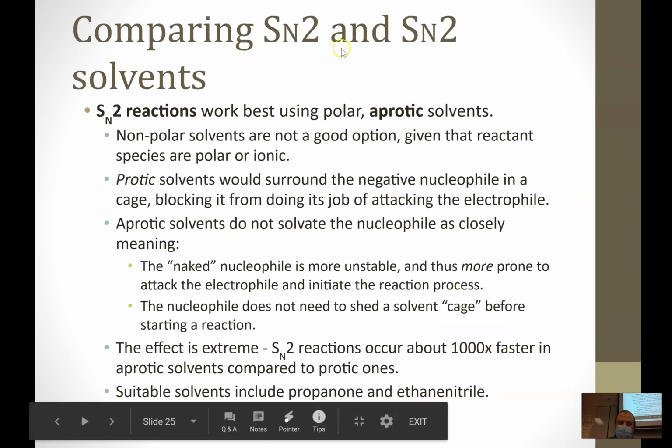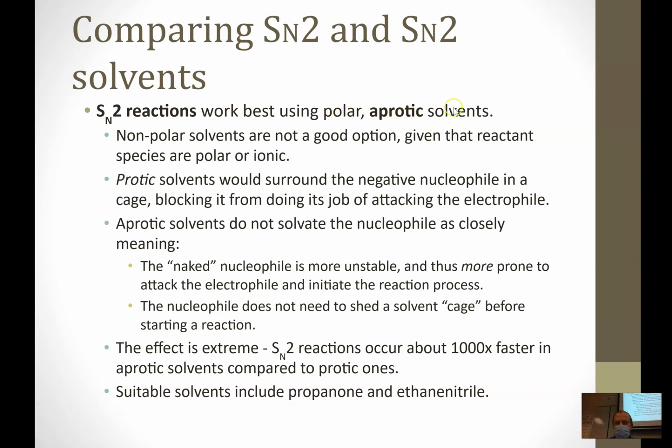So for Sn2, you want to use polar aprotic. There's no such thing as non-polar aprotic, I don't think. Polar aprotic solvents are the ones you want to use. Why is that? Well, you don't want to use non-polar solvents because you're dealing with things that are polar themselves, or hydroxide ions, so you're going to have to put in an ionic compound, which is not going to dissolve well in non-polar solvents. So non-polar is just not an option.